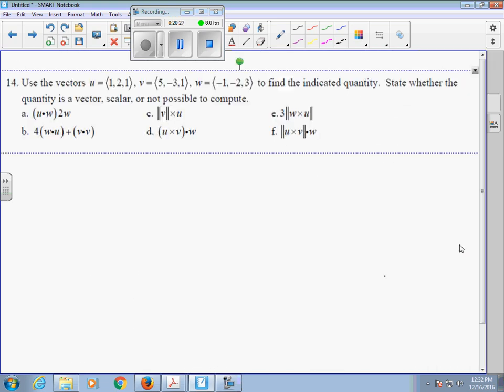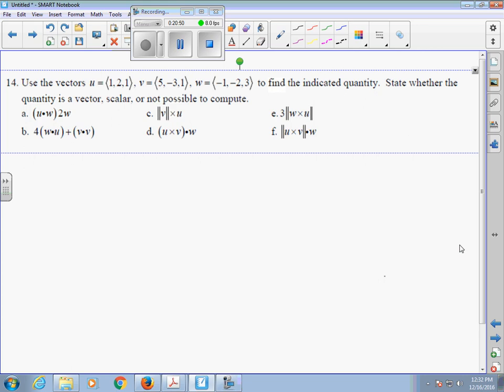Let's move on to 14. Given these vector quantities, state whether each quantity is a vector, scalar, or not possible. I'm not going to do the computations. We've already done most or all of these: dot products, scalars, addition of vectors, magnitudes, cross products, all in there.